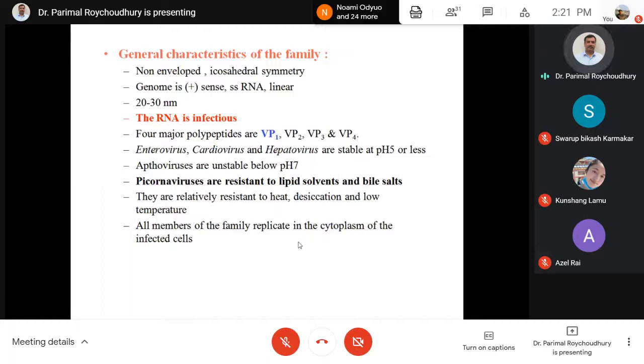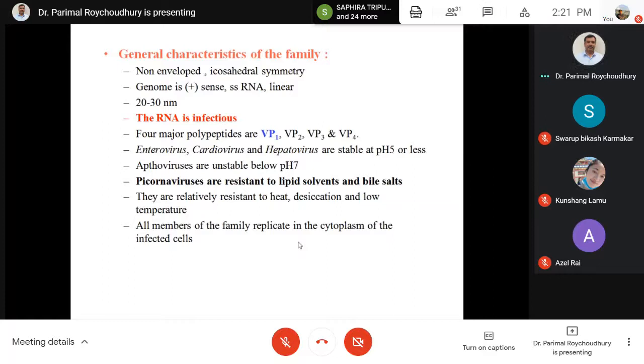Extremely small genome. With that, they are happy and producing many proteins, and they produce severe kinds of disease in animals and humans. Four important polypeptides form the capsid layer, termed VP1, 2, 3, and 4, which form this capsid layer of the picornaviruses. Out of that, VP1 is the most immunogenic protein, and the neutralizing antibodies are produced against this VP1 protein.